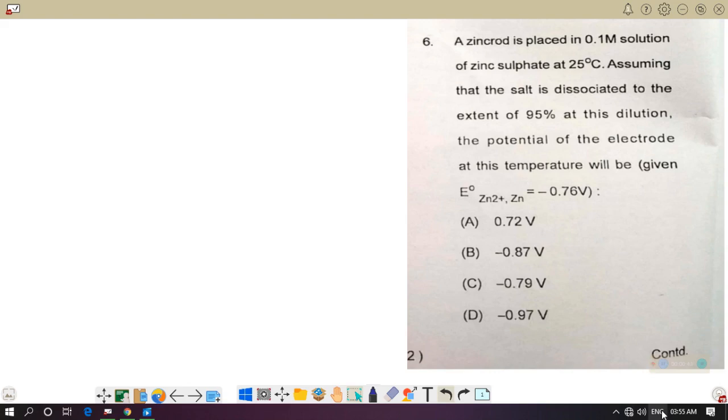So what you need to do initially is this. Here the question is all about a half cell reaction, since only a zinc rod is mentioned here, and the zinc salt is dissociated up to 95%. So first of all, think about what type of equation we will use in this question.